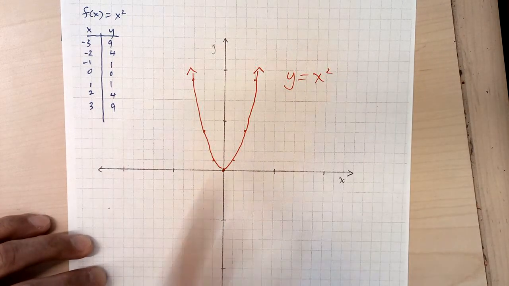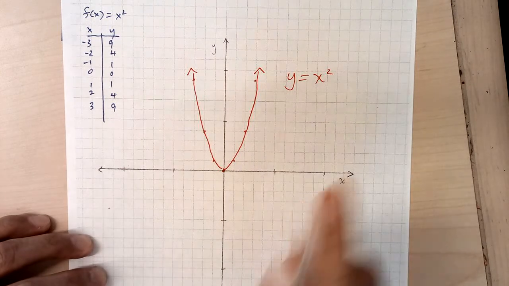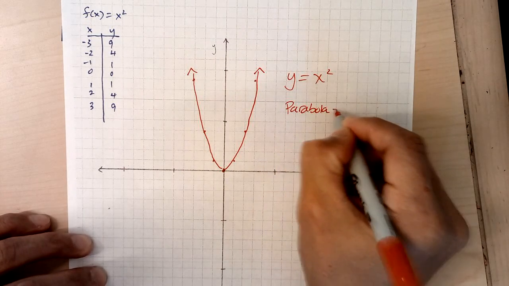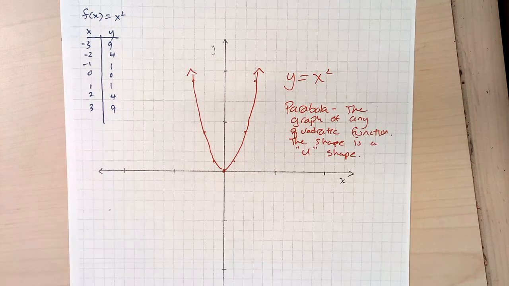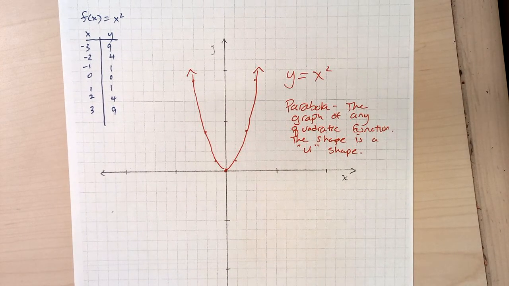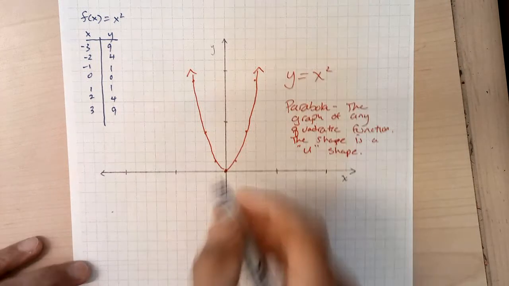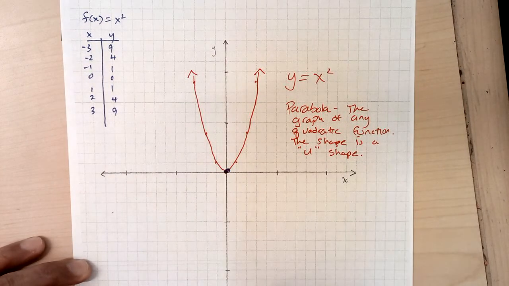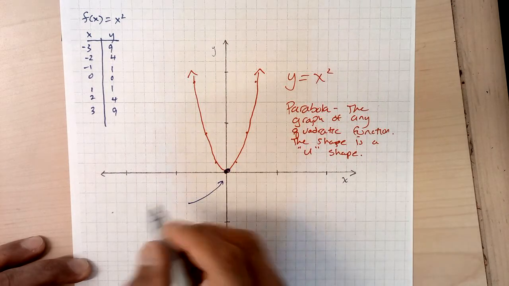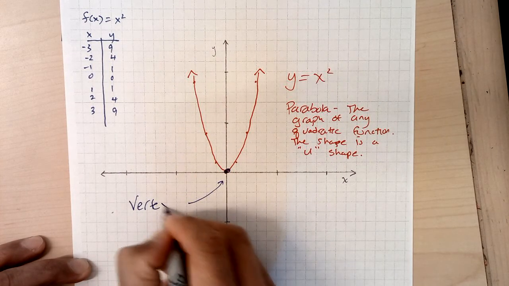There's a special name for this graph. It's like a U shape. The graph's name is a parabola. So the graph of any quadratic function has a specific name. It's called a parabola. And then there are specific parts of the parabola that are important. Right now, this is the lowest point on the graph. So where the two parts kind of meet is what's called the vertex of the graph.